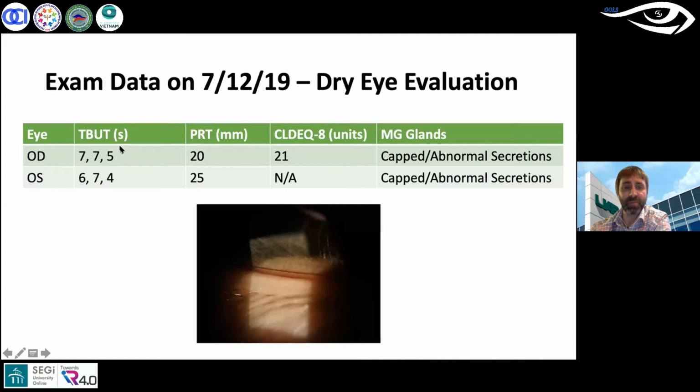They were having probably some evaporative dry eye. We did a measure of tear volume with a phenol red thread test. It was more than 15, which is a good number for this test. So that means that the patient had adequate tear volume.